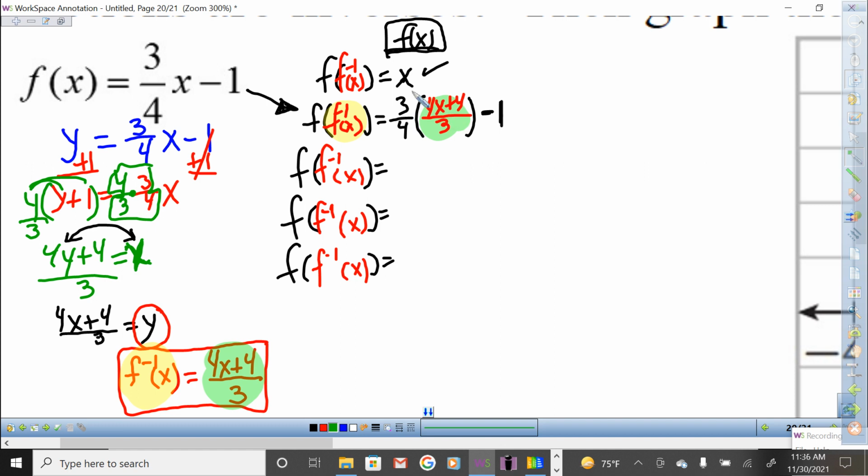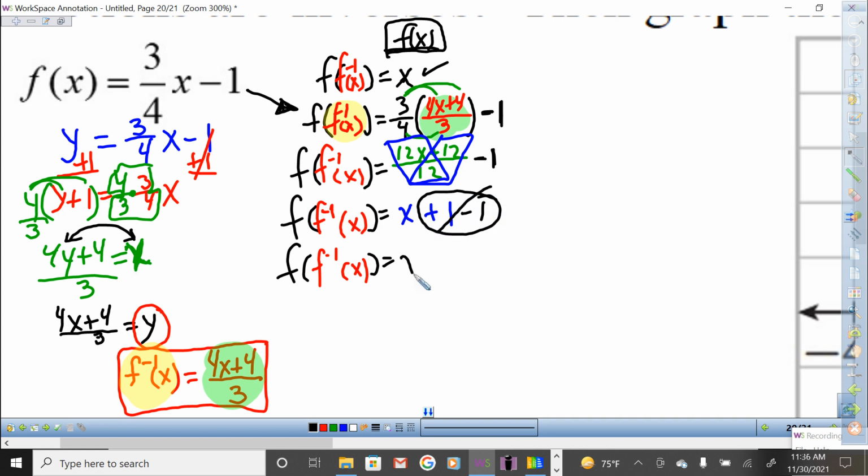Let's see. Can I distribute 3/4 in here? Yes. What is 3 times 4x? 3 times 4, that's 12x plus 12 over, and the denominators, what is 4 times 3? 12. Bring down the negative 1. Next. Here we go. What is 12x divided by 12? 1x. What is 12 divided by 12? 1. Then you bring down the negative 1. Can we combine stuff? Yes, right here. What is that? 0, and we're left with x. Did we end up with what we needed to check? Yes. F of f inverse of x equals x. There it is.